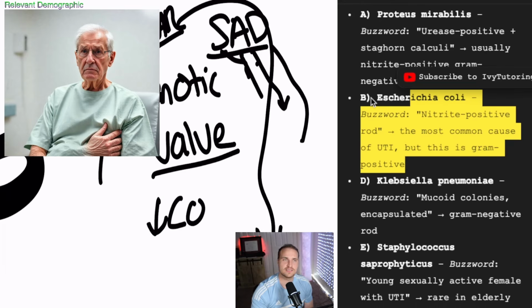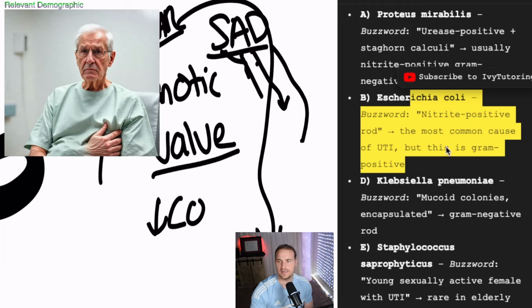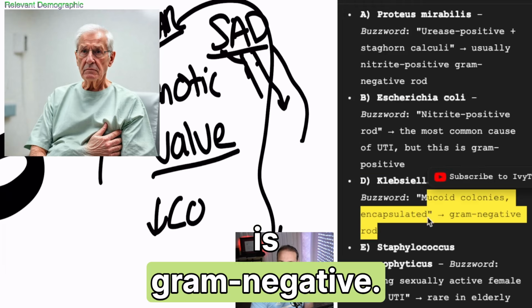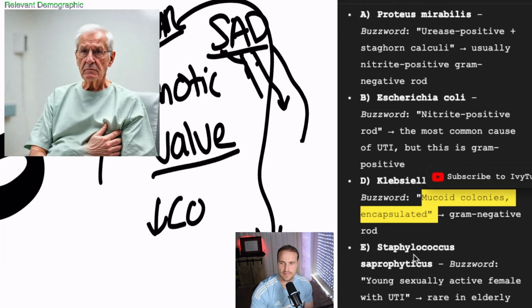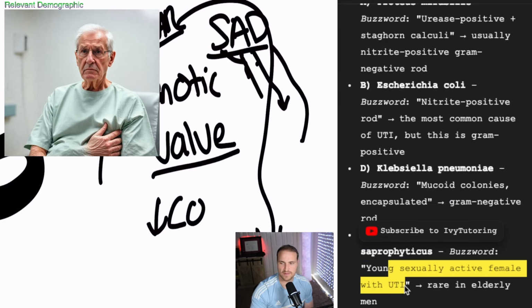And it's not pyogenes, group A strep. That would be pharyngitis, cellulitis, necrotizing fasciitis, not a urinary problem. Klebsiella is gram-negative, and the mucoid colony is encapsulated. And saprophyticus, always think of young, sexually active females with UTI. It's rare in elderly men. So the demographic is different in that one.